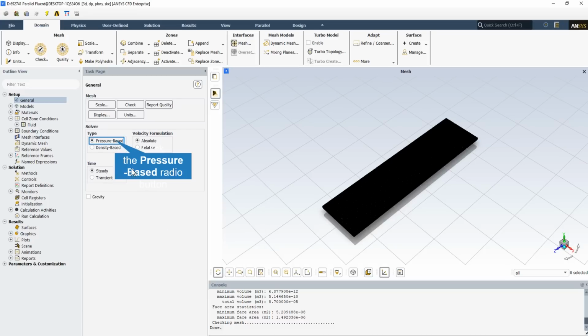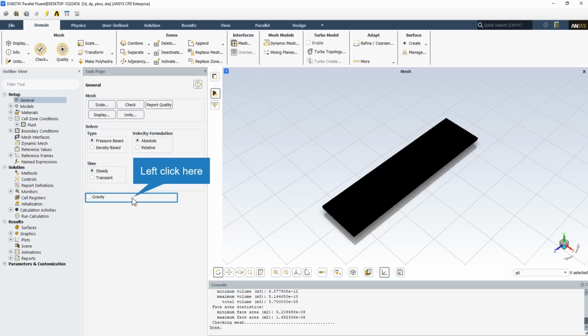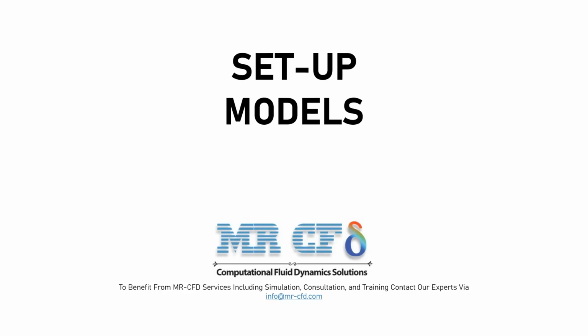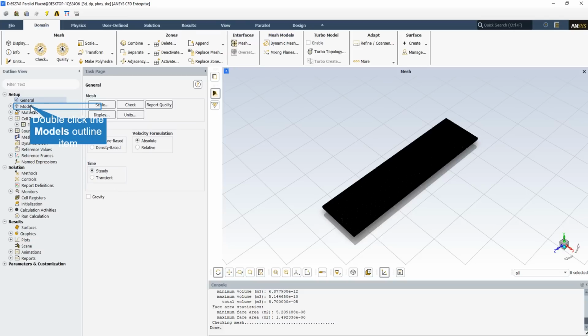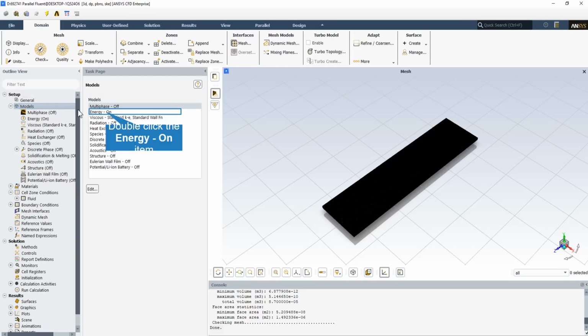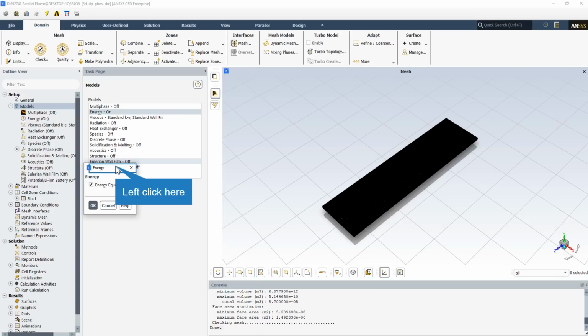Several assumptions are considered for the present simulation. The simulation is a steady state, the solver is pressure-based, and the gravity effect is ignored. Since we are going to investigate and study the heat transfer phenomenon in the CFD simulation for a Chevron heat exchanger as a plate heat exchanger, the energy equation should be activated.